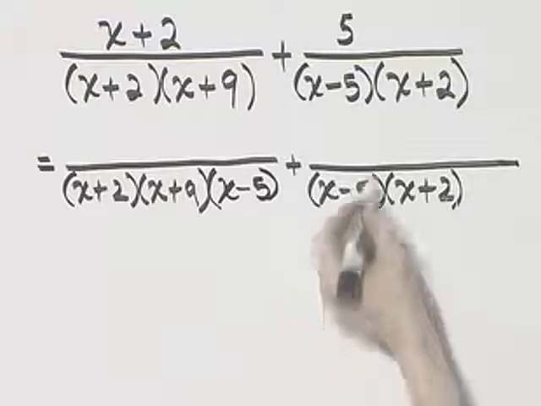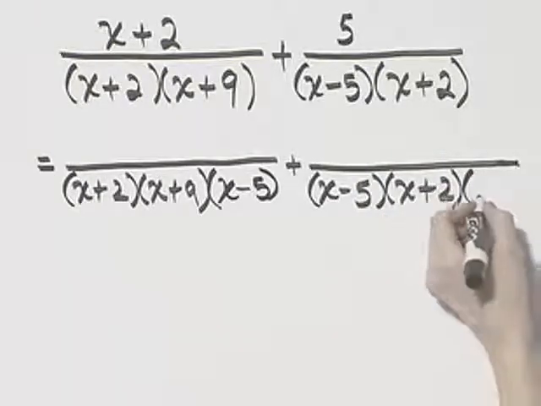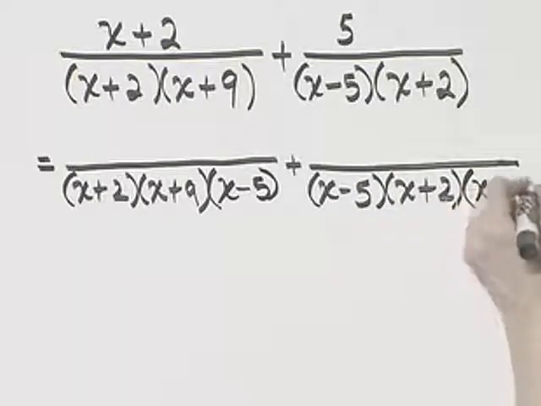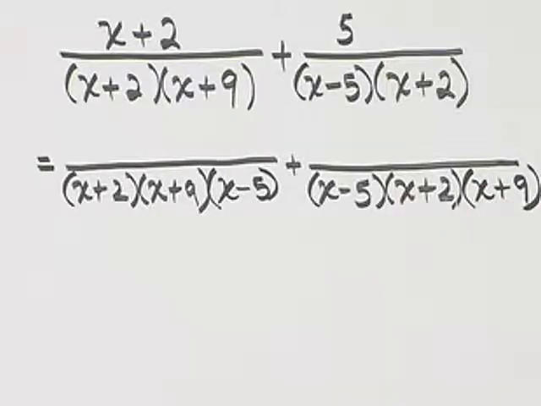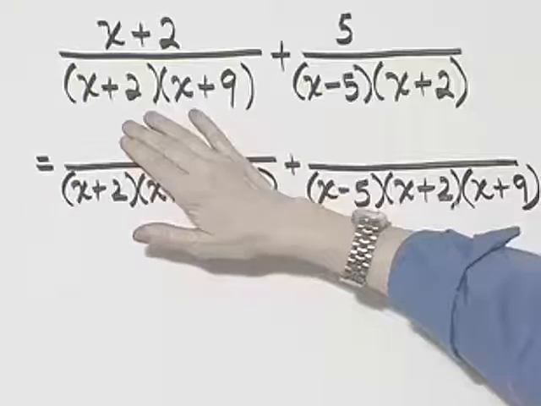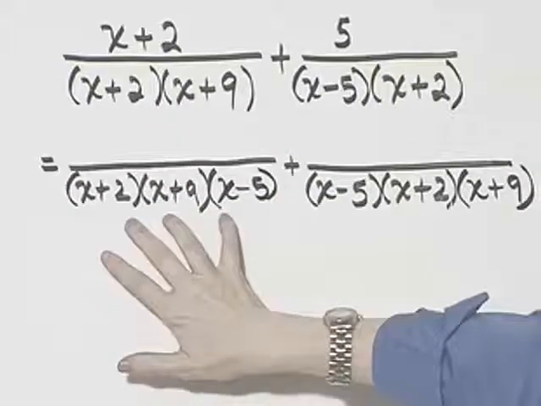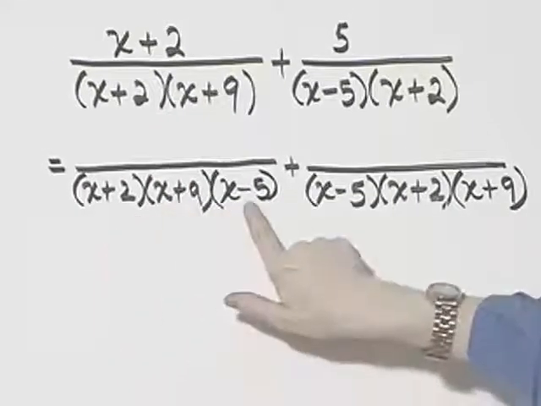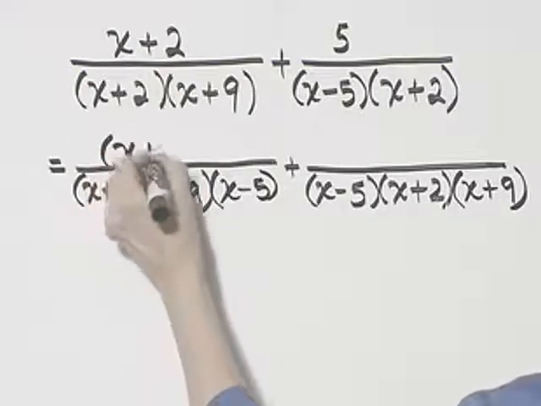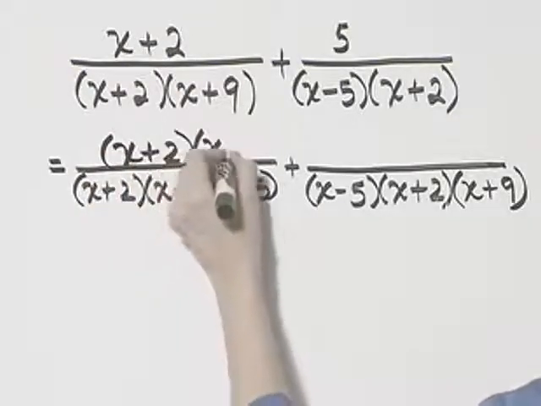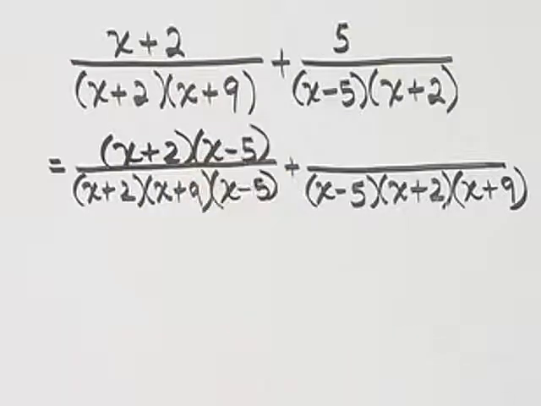And here it would be x minus 5, x plus 2. What's missing here? X plus 9. Notice these two now are the same. What do I do to this denominator to make it look like this denominator? I multiply by x minus 5. So whatever the numerator is, x plus 2, I multiply by x minus 5.